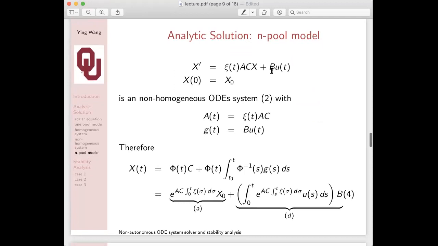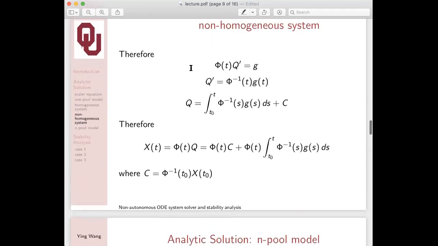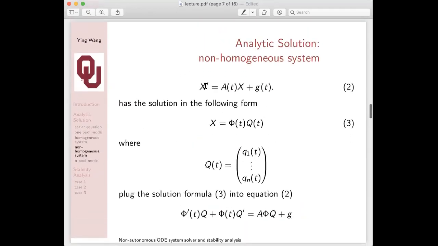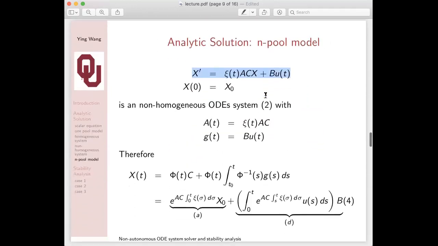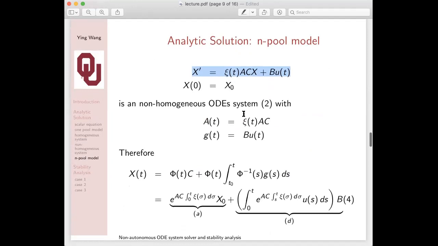Now, we're going to move on to our N-pool model. That's our ultimate goal to solve. X prime is equal to C times A times C times X plus B times U. We give initial condition x naught. This actually is exactly a non-homogeneous ODE system we have just discussed. In this case, let me pull back the non-homogeneous ODE. So that's like this: x prime is equal to A times x plus G. And so for our N-pool model, A is nothing but C times A times C. And the G is this non-homogeneous part, this B U times T.